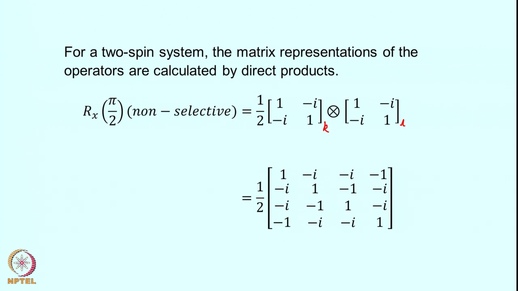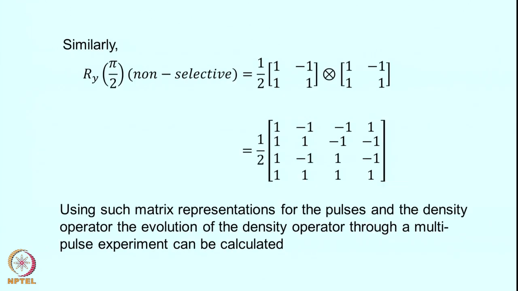And this is the way we calculate the matrix representations of the rotation operator for RF pulses. Similarly, we calculate for Ry pi by 2. I have here 1, minus 1, 1, 1, this is for spin k, and this one is for spin l, and I take the direct product. So I get here 1, minus 1, 1, 1, that is the same, and then this is basically multiplying with minus 1 this whole thing.